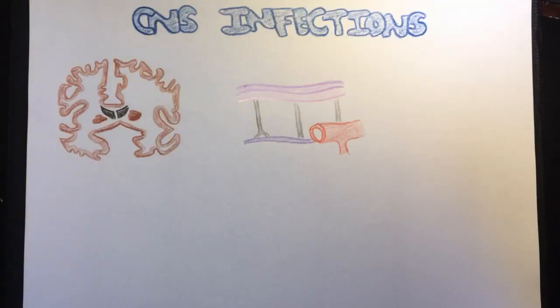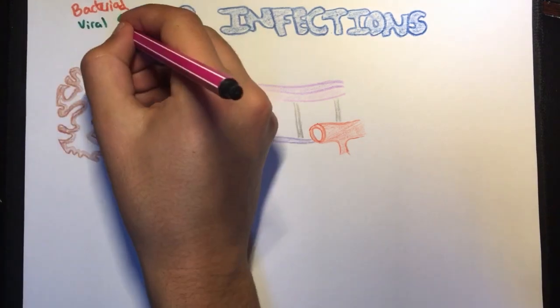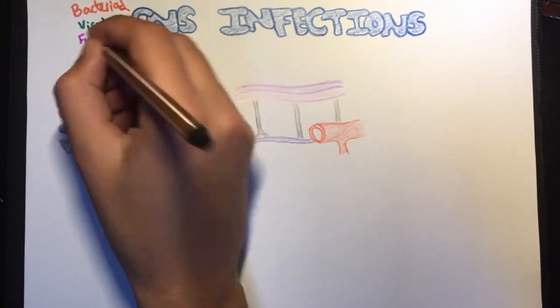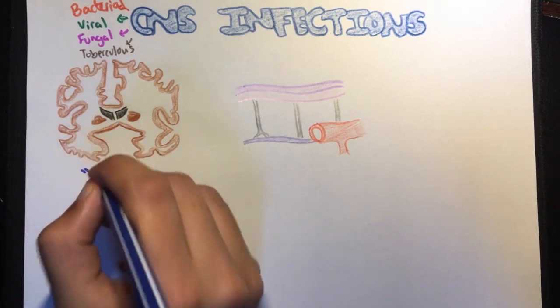The central nervous system consists of both the brain and the spinal cord. And just like any other organ in the body, they are prone to infections, including bacterial, viral, fungal, and tuberculous infections. Before discussing these infections and their different types, let us discuss the anatomy of the brain.